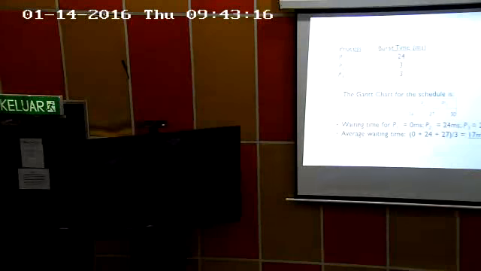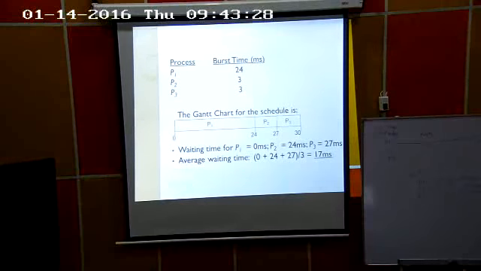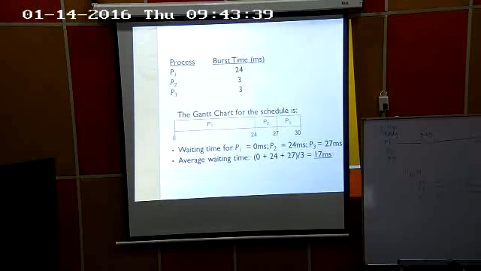Okay, let's continue. Who determines the ready queue? It is inside the CPU scheduler. Okay. Any question, anyone? At the back? Any question?